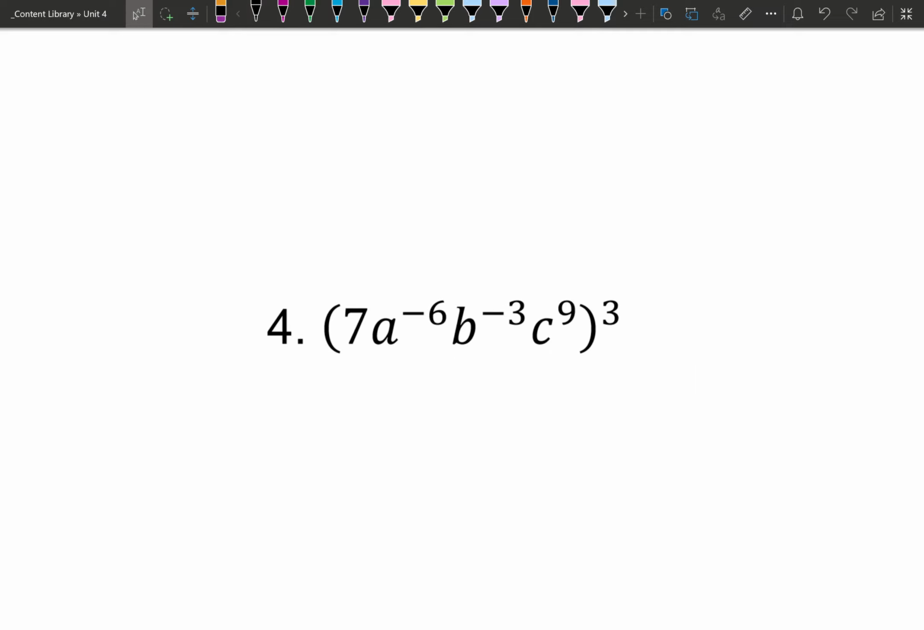Last exponent one. Here we have the power product rule where we are going to pass out this power of 3 to everything in those parentheses. I am going to draw a little 1 for the 7 because it does have an exponent of 1. All right, let's do it. Why are those so thick? I don't like that. I need to fix my pen. There we go.